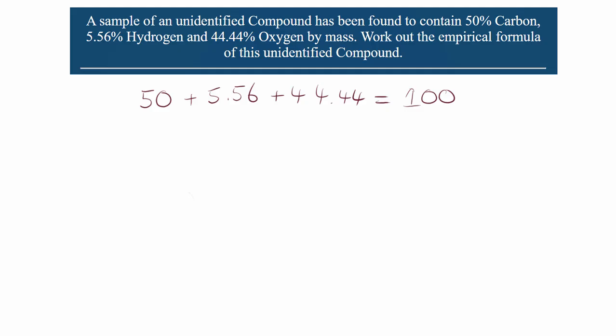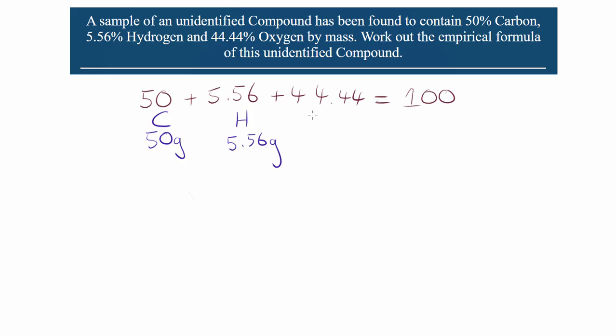The assumption I'm going to make is that the size of the sample by mass is 100 grams, and given that these percentages of the elements are also by mass, this enables us to say that 50% would be 50 grams, and so on. So this is going to be carbon 50 grams, hydrogen 5.56 grams, and so on.